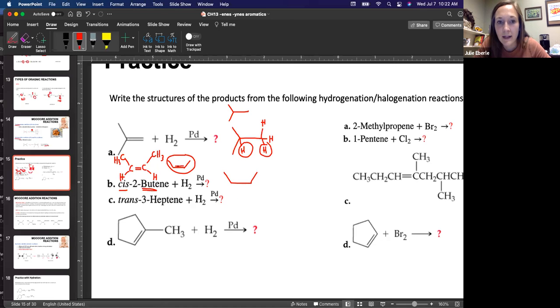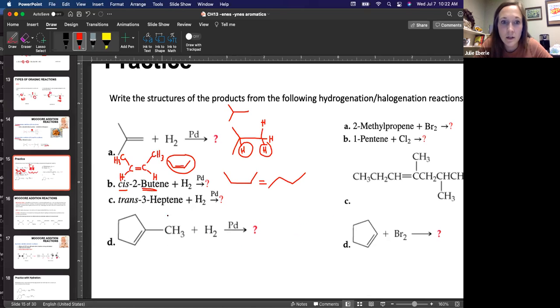So if I'm adding hydrogens across this, now that you have an alkane, it really doesn't make sense to draw it cis or trans anymore. These are equal. These are the same thing. Does that make sense? You only have cis-trans isomerization when you have a double bond in your molecule. Okay, so that's B.